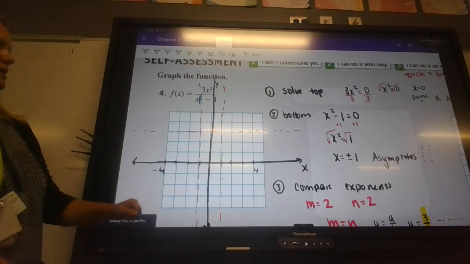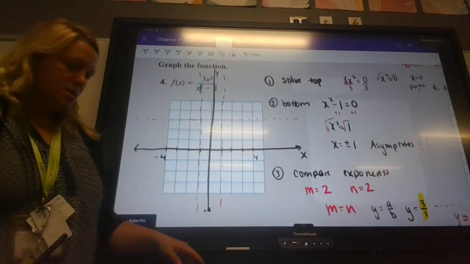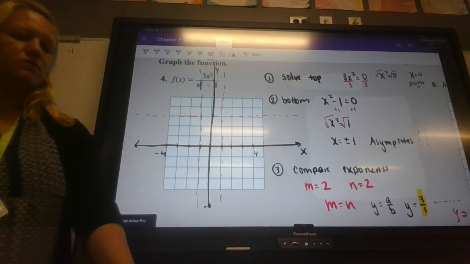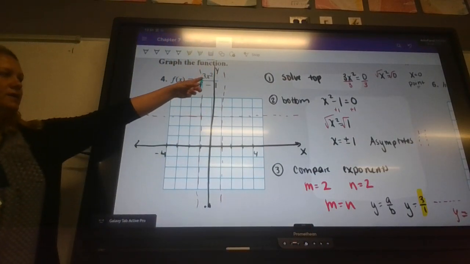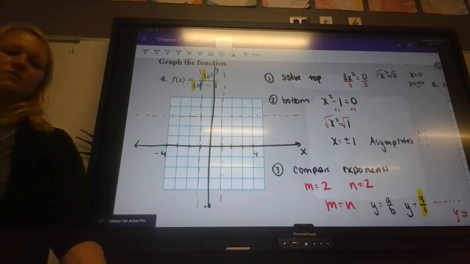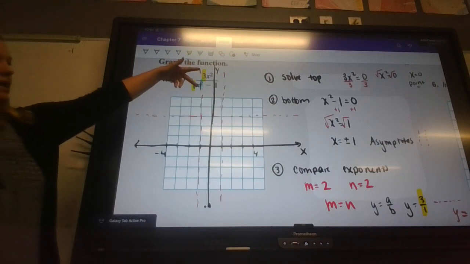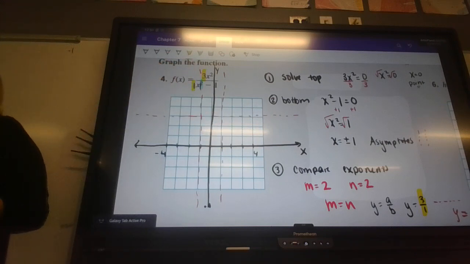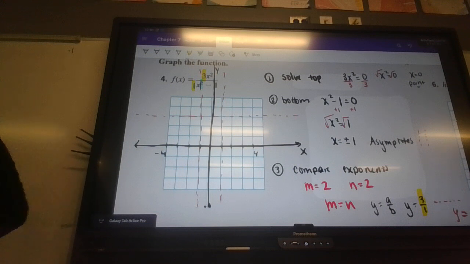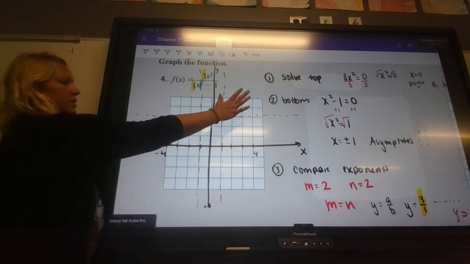Step 3, compare the exponent. This is x squared and this is x squared. M is 2, n is 2. M equals n, so you have to do a over b. A is 3, and b is an invisible 1. So it's 3 over 1. So this dashed line where y equals 3 is because the exponents match and the leading coefficients are 3 and 1. So this is half credit. You're 50% of the way there. Your graph is broken up into 3 portions: the left, the middle, and the right.